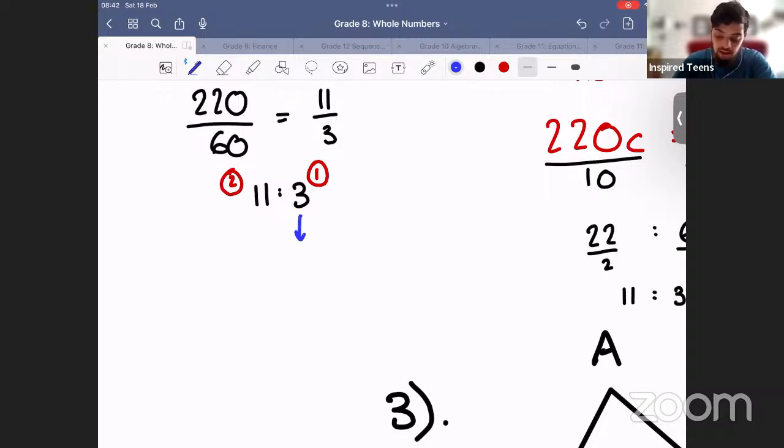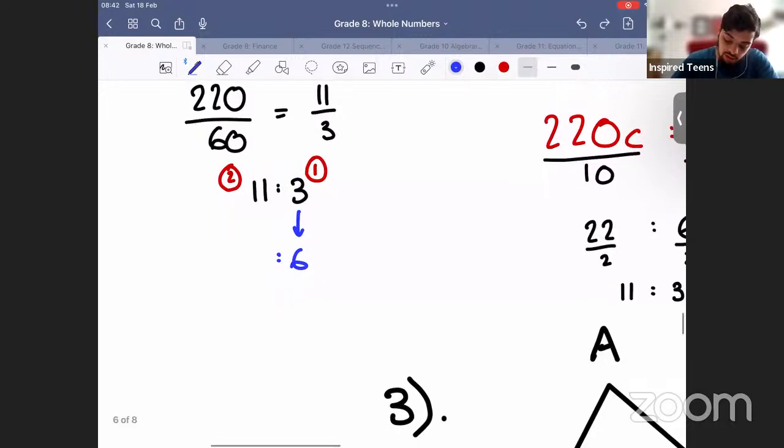If person 1 has 6 cents, remember the ratio remains the same. So for every 3, this guy is going to have 11. In 6, we find 2 3s, so therefore this will be 22. So if this guy has 6 cents, this one will have 22 cents following that ratio.